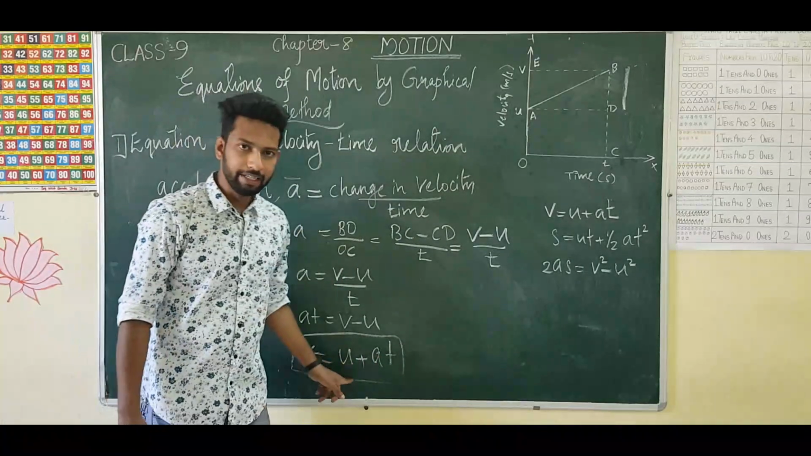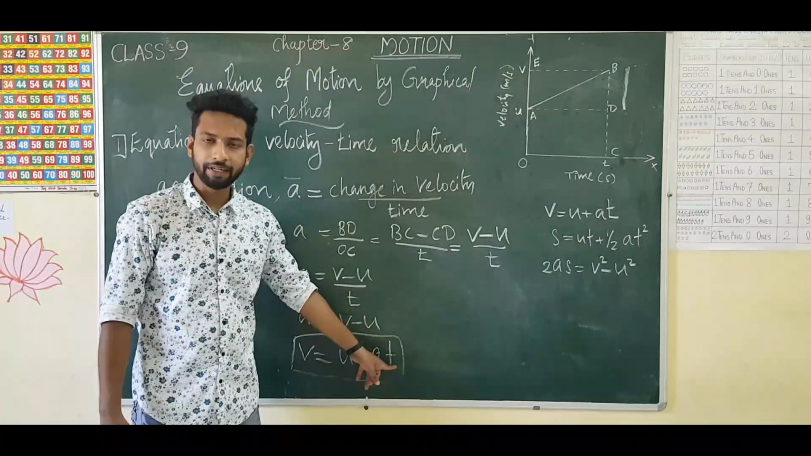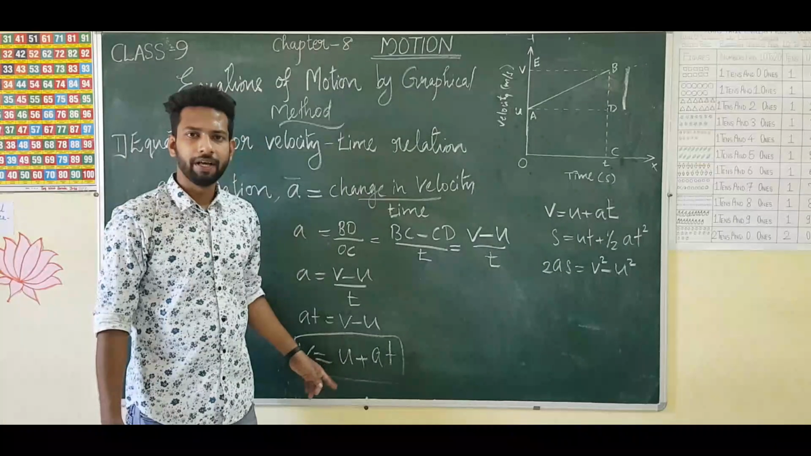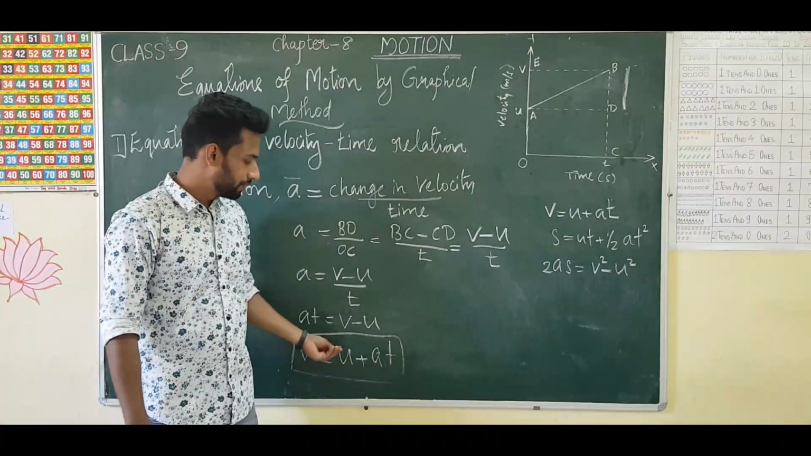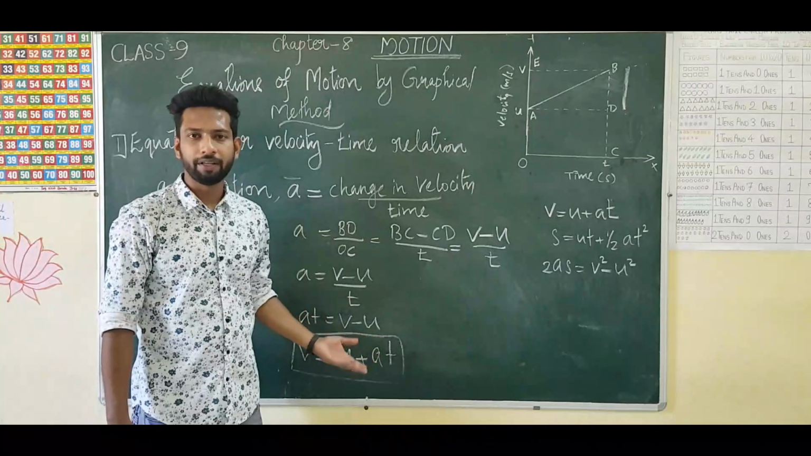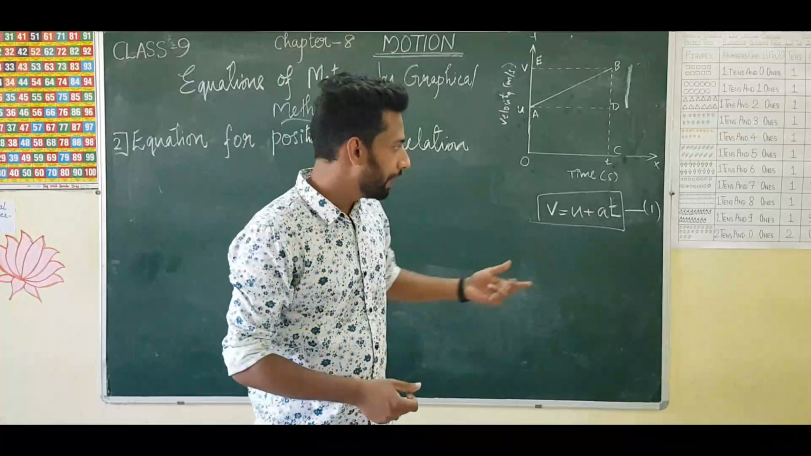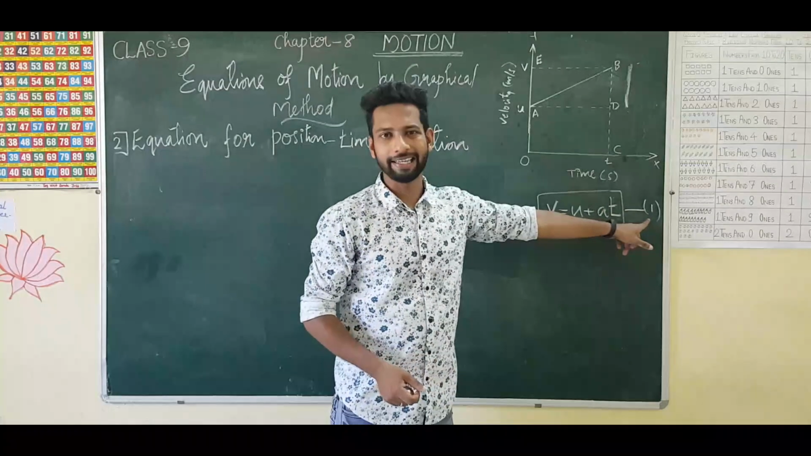If we know the initial velocity, acceleration and given time, then you can calculate the final velocity of the object. In some cases, they will give the final velocity, initial velocity and time. Anyway, they will give three quantities, then you can find the fourth quantity. So we have concluded the first equation. Now put it in a box and name it as equation 1.